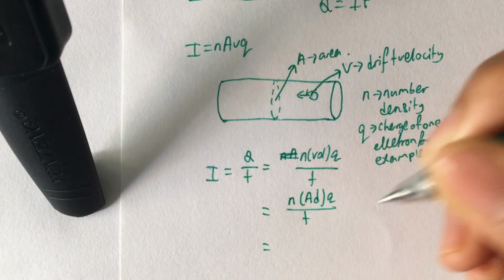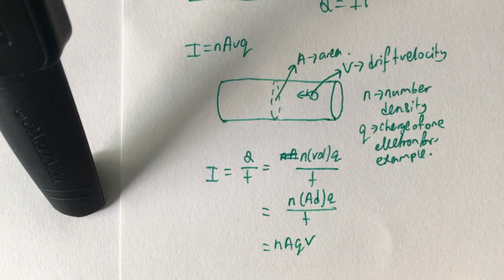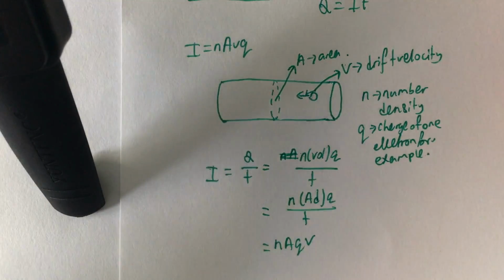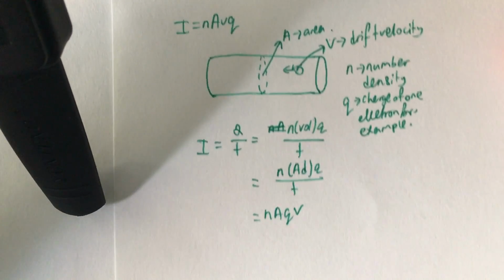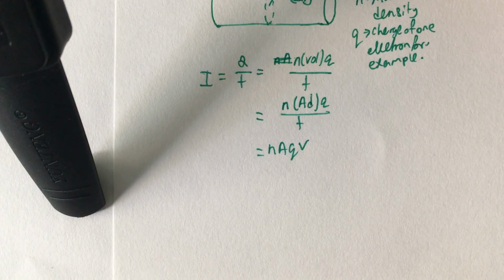So in this scenario, we're looking at I equals to the so-called volume times the number density. The volume is there because we have the number density. So the volume times the number density just becomes the number itself. And then the number times the q becomes the big Q. And the remainder is the over time, and therefore you get I equals to Q over T. And that's why I equals to N big A V Q is a valid equation. Yeah, I hope you get that.